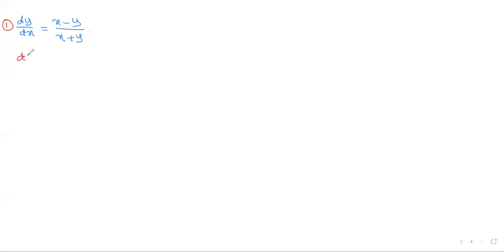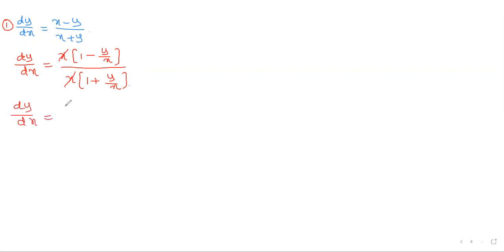So here dy by dx is equal to, in the numerator, if you take x common, it becomes 1 minus y by x, by, here the x is common, it also becomes 1 plus y by x. This x is cancelled. So here dy by dx is equal to (1 minus y by x) by (1 plus y by x). If not converted into this form, it is not a homogeneous function. Here it is converted into this form, so it is a homogeneous function.